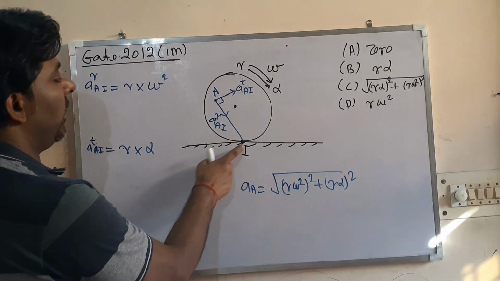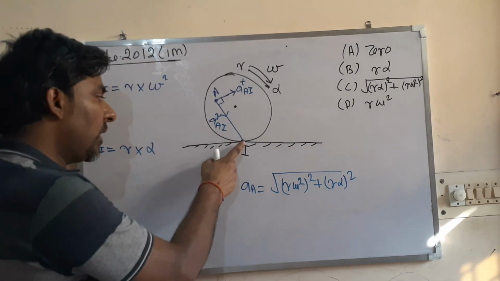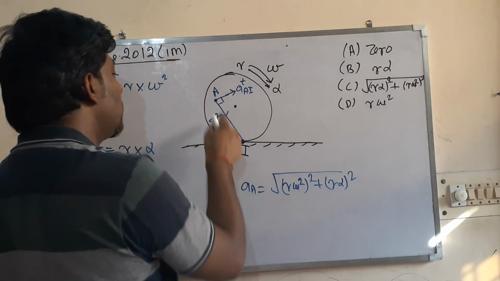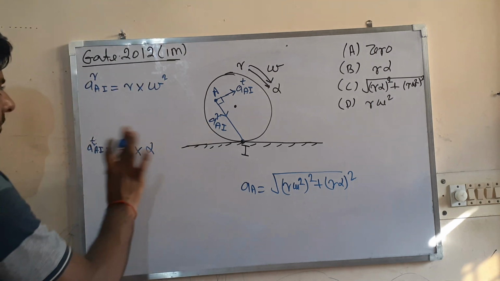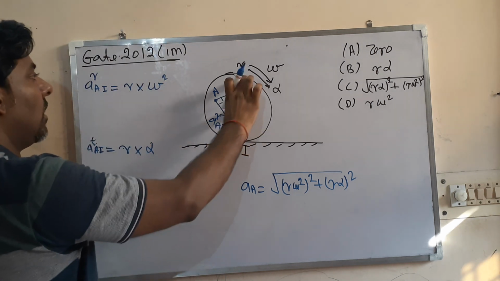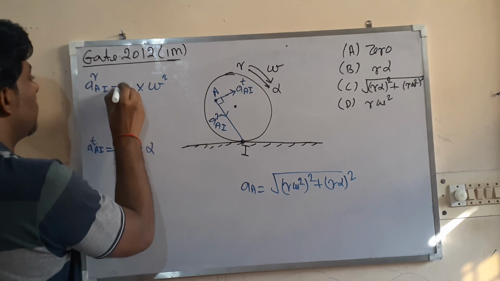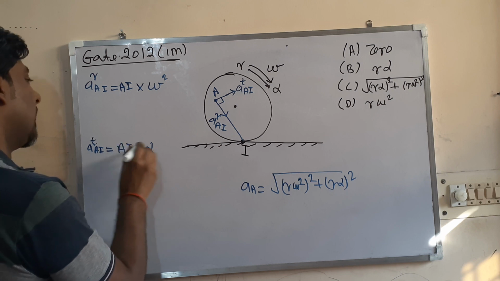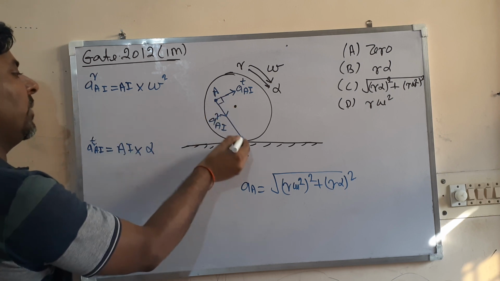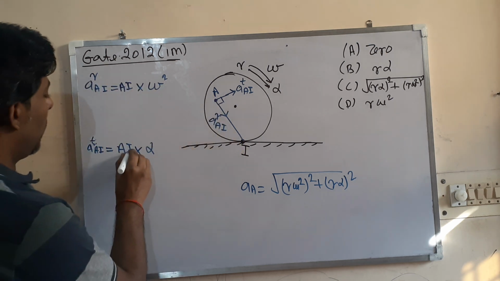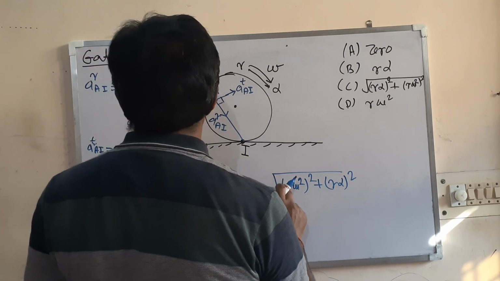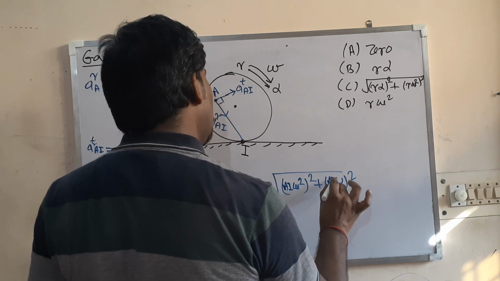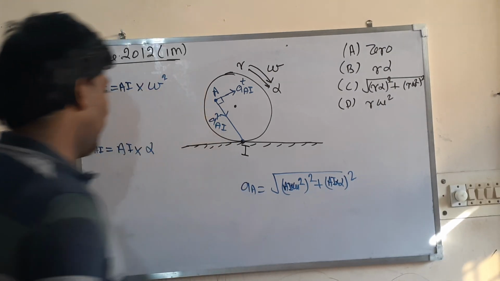But he is asking the acceleration of this point of contact. Point of contact means what? The point A has come to the I. When this point A has come to the I, sorry, one correction. This R is not this radius. This is AI, because the body is rotating about I, and AI will be the radius. So this R will be AI. Okay, AI. That will be the answer.